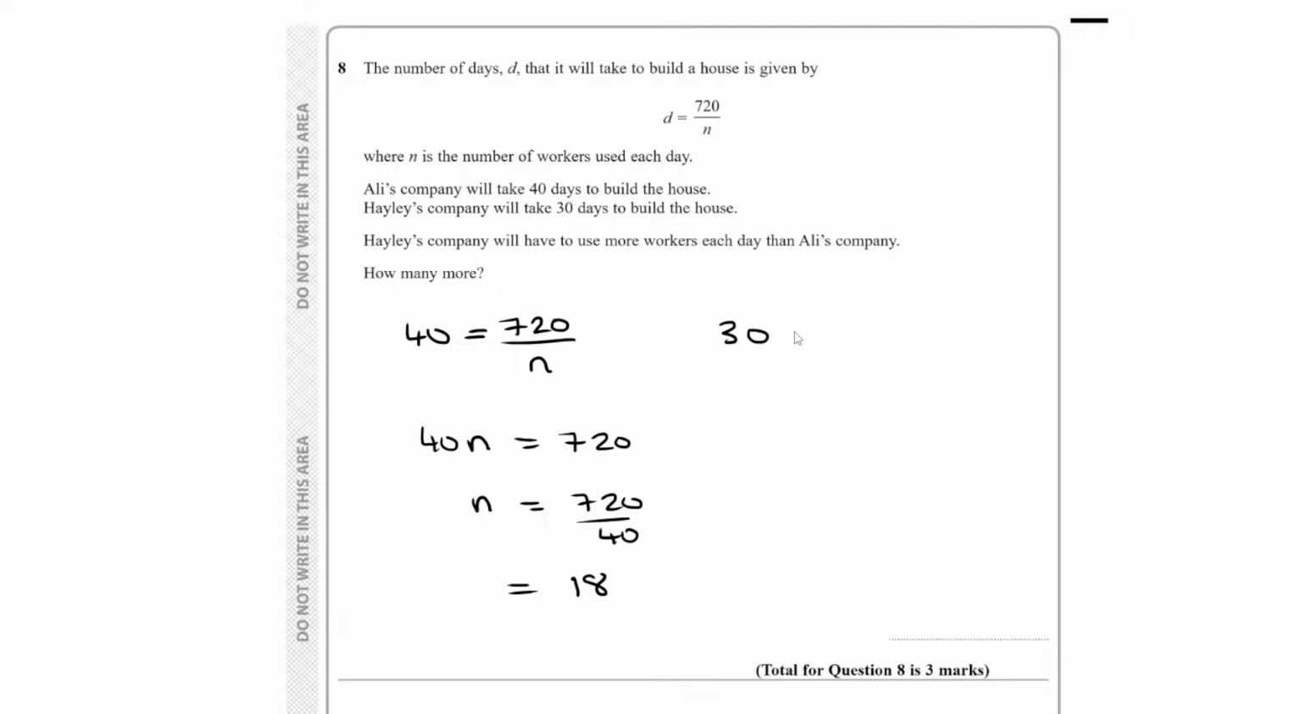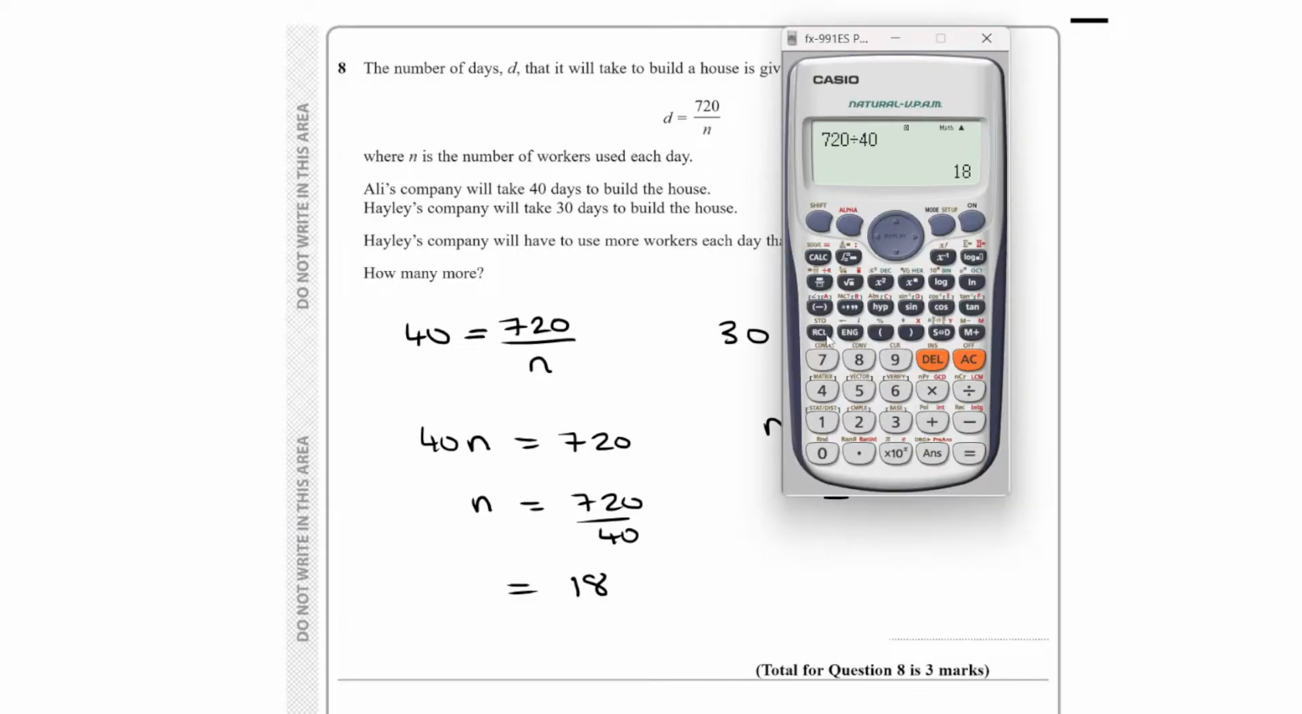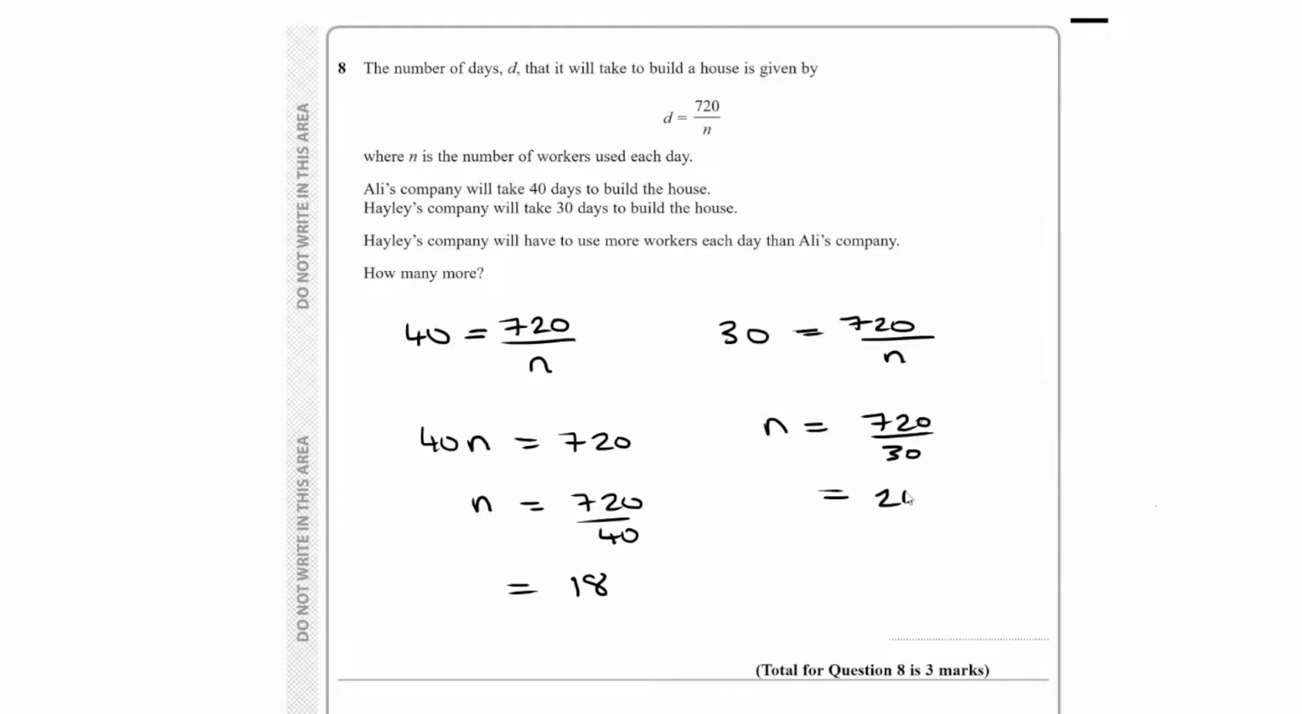Do the same for Haley. You can see how we've rearranged it now, so you don't necessarily need to write it out fully. N would be 720 over 30, wouldn't it? 24. So they've said how many more, so you subtract, and you get 6 exactly. So as long as you can sub them in correctly and then rearrange it correctly, it's fairly straightforward.